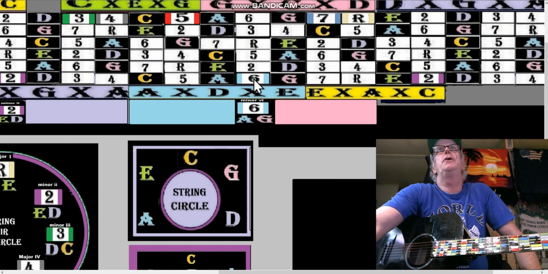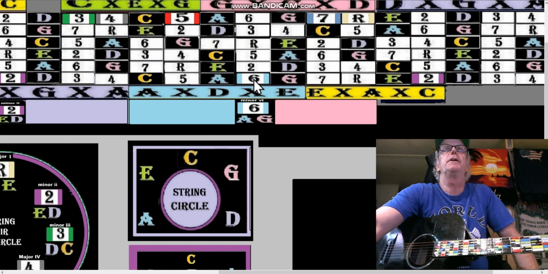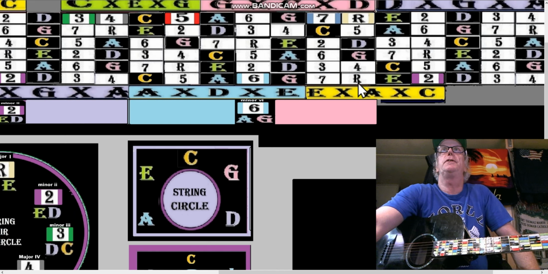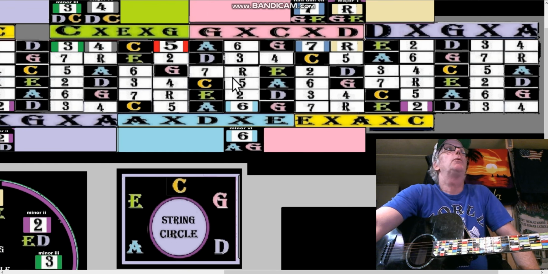So the outer note in the A box, or the A cage, bottom string, is the 6th. The inner note on the G string shape, or the G cage, bottom string, is the 6th. So you've got AG there. Now that's how that works.